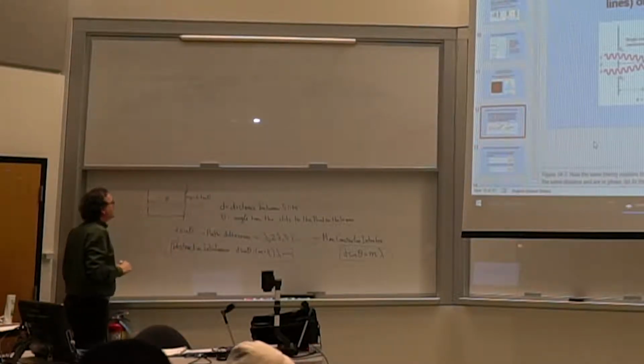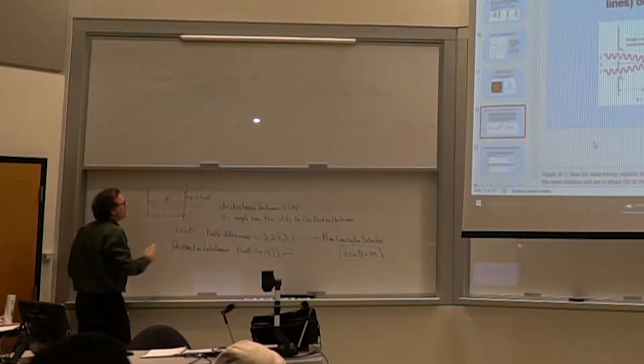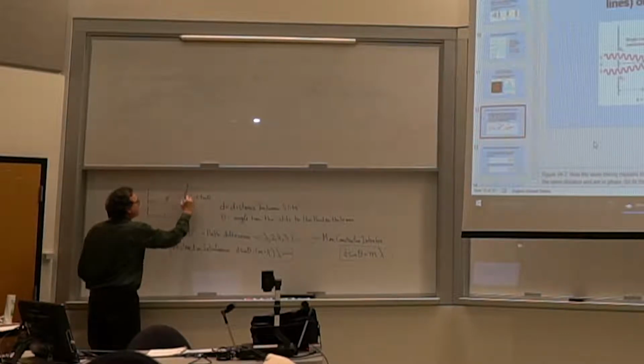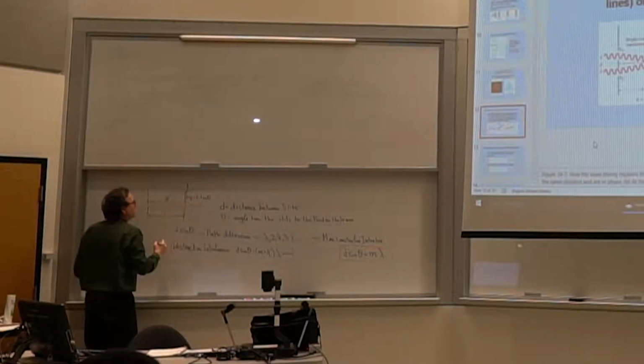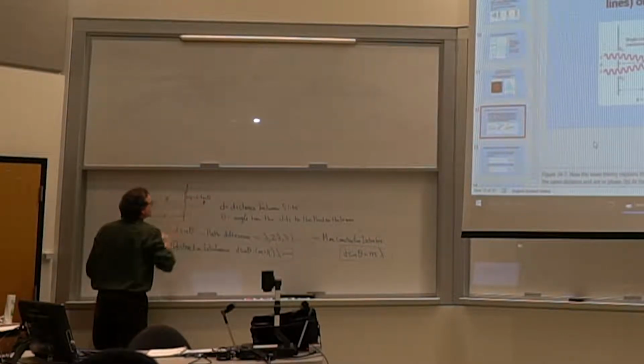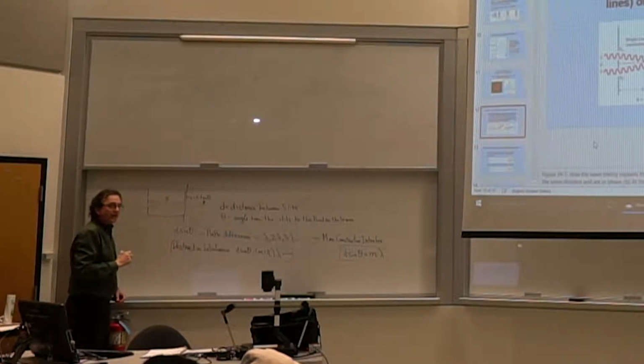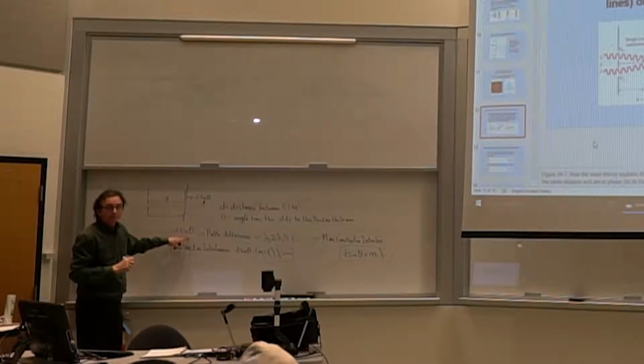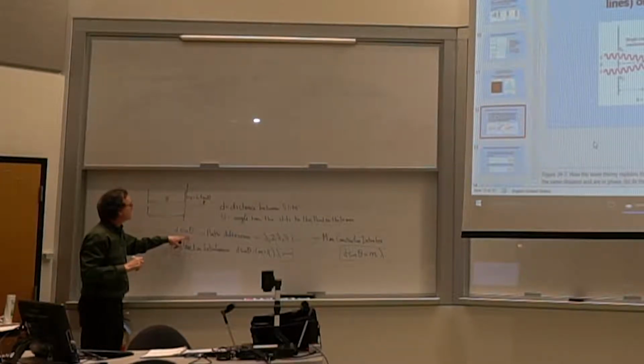So if I measure the maxima at different points along the screen, or different values of y, I can calculate what theta is for that. And if I can calculate what theta is, then I know one of the parameters in this equation. I know what sine theta is, right?